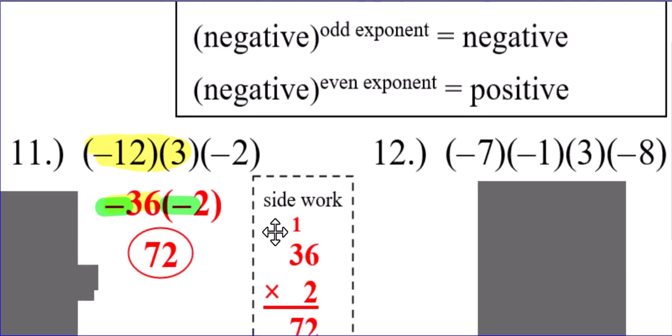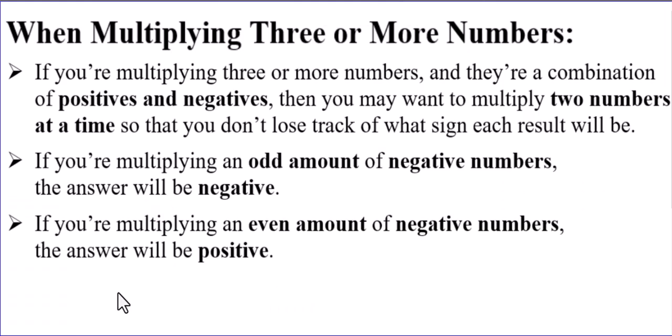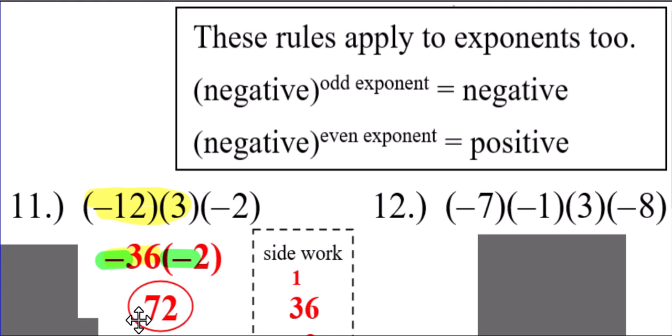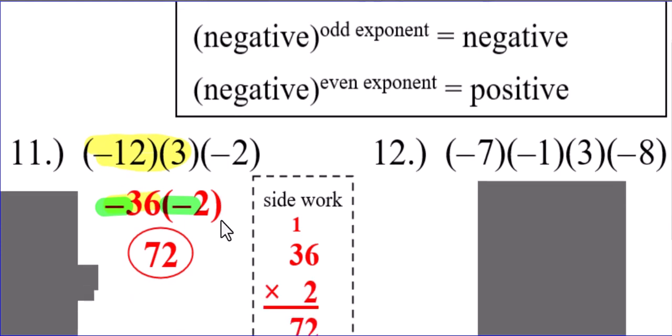Now, remember what I told you just above here. If you have an even amount of negatives, your answer will be positive. Well, we had 1, 2 negatives at the beginning. That's an even amount of negatives. And there's your proof. Look how it gave you a positive.